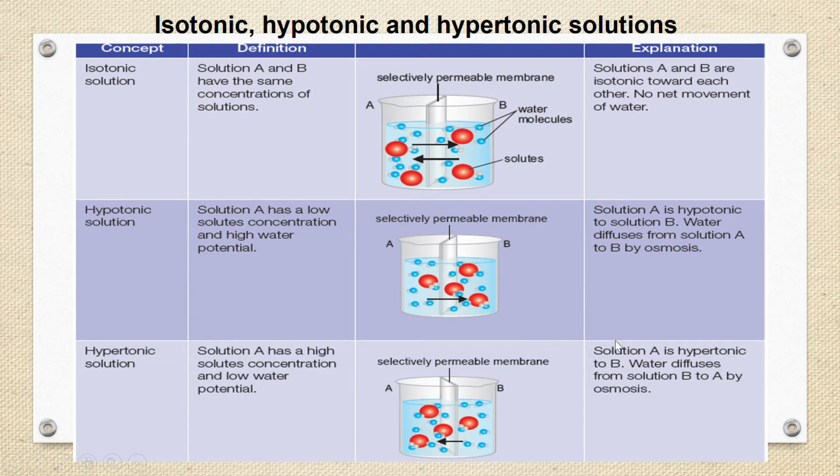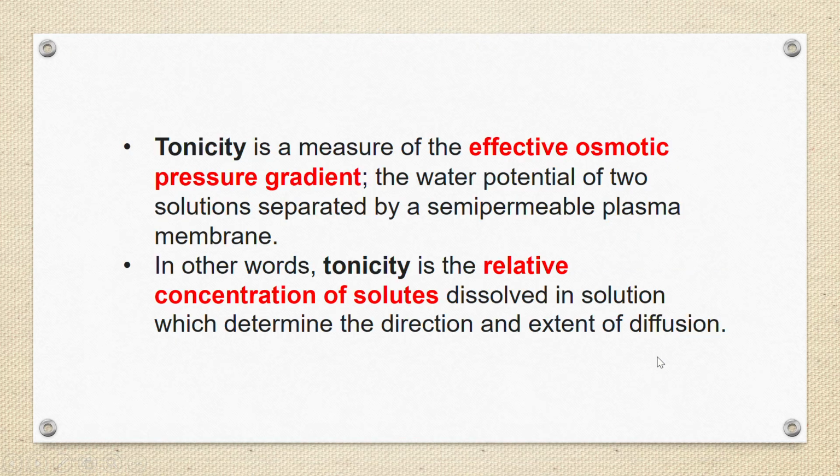So the first step is to identify the concentrations of the solution by saying solution A is hypertonic to B. And the next question is to ask, is there net movement of water? Yes. So you say from where to where, and you add the word by osmosis. So in this case, here's what we are going to do. Water diffuses from solution B to A by osmosis. Okay.